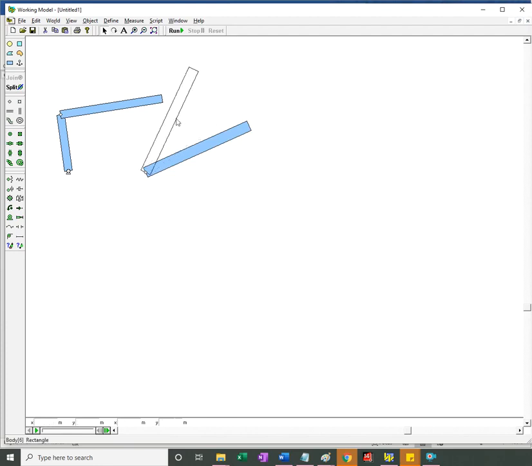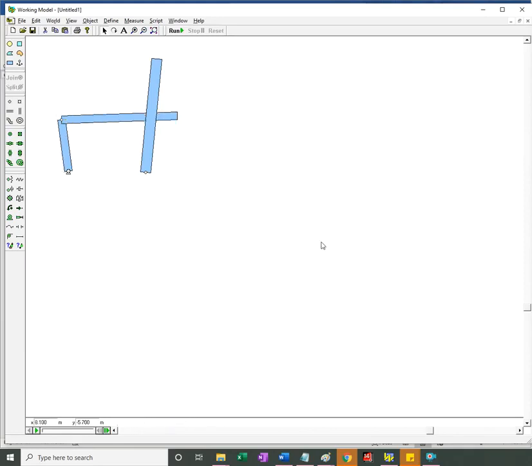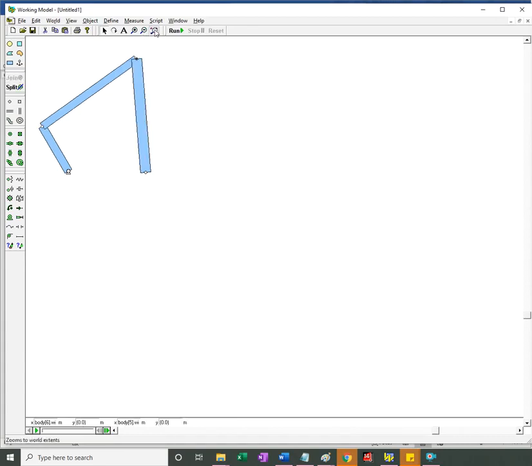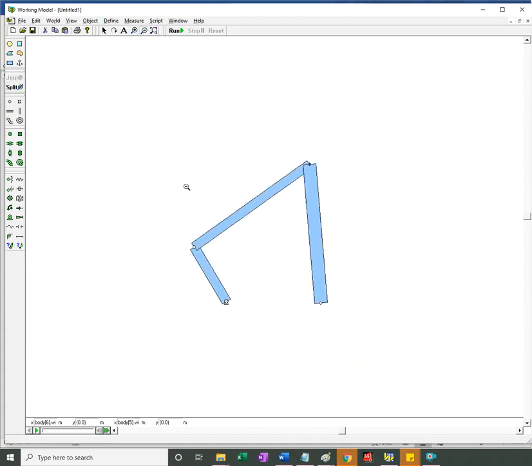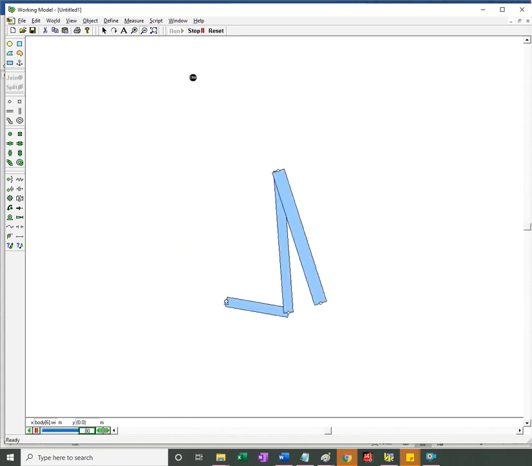So join, but I can make it longer. Can I? Well, not by dragging, but rather so I can make it 4.5, and I can make it shorter to be on the safe side. Let's say just 2. Okay, so we've got a 4-bar. Cross fingers, is it a crank rocker? And it is.